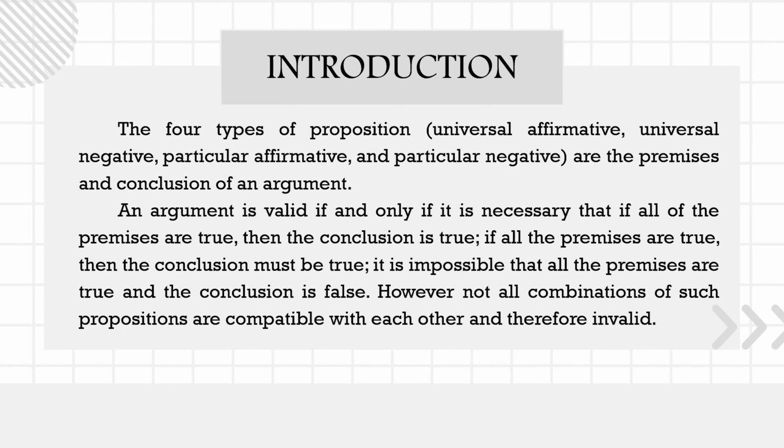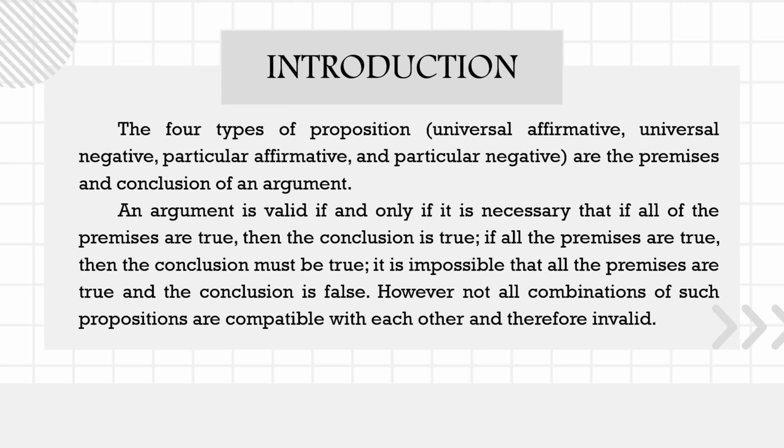The four types of proposition: universal affirmative, universal negative, particular affirmative, and particular negative, are the premises and conclusion of an argument. An argument is valid if and only if it is necessary that if all of the premises are true, then the conclusion is true. If all the premises are true, then the conclusion must be true. It is impossible that all the premises are true and the conclusion is false.